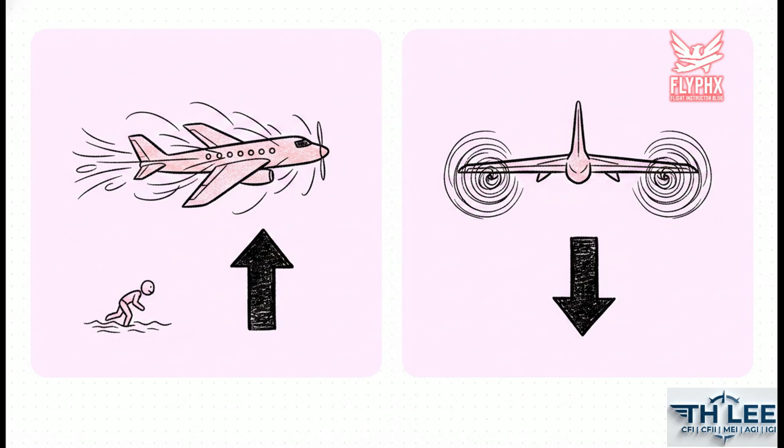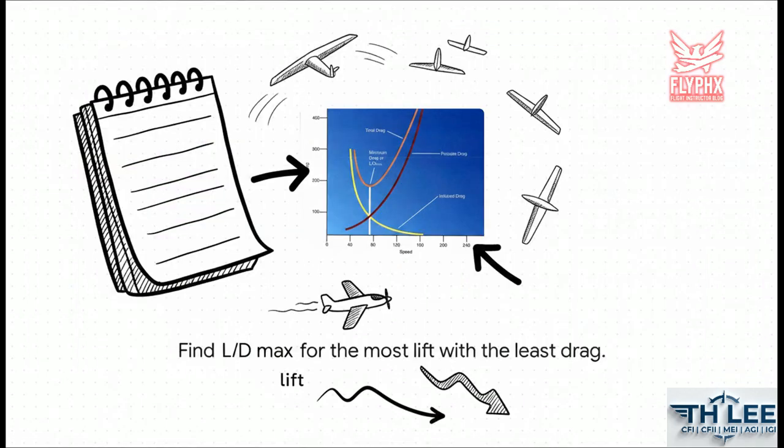And here is the total kicker, so write this down. Induced drag actually decreases as you fly faster. Why? Because the air spends way less time curling over the wingtip. All right, massive note-taking alert. Staring at this chart could literally save your life in an engine-out emergency.